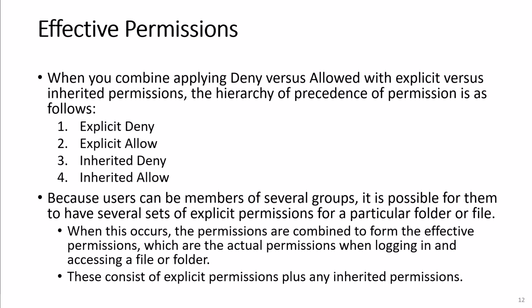Because users can be members of several groups, it is possible for them to have several sets of explicit permissions for a particular folder or file. When this occurs, the permissions are combined to form the effective permissions, which are the actual permissions when logging in and accessing a file or folder. These consist of explicit permissions plus any inherited permissions.